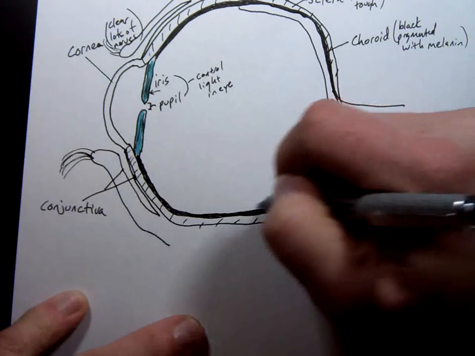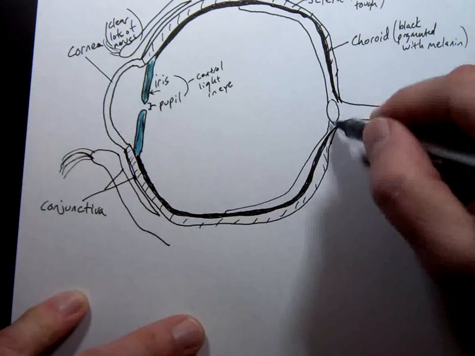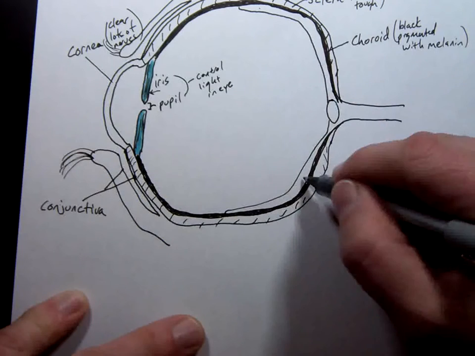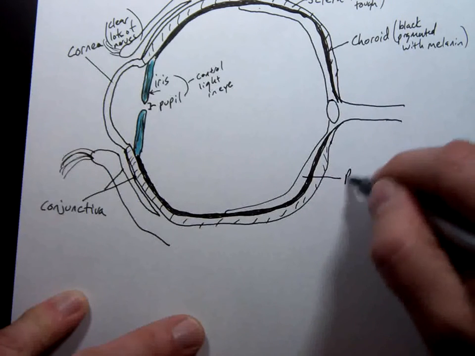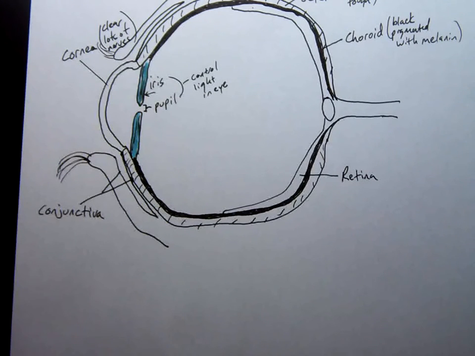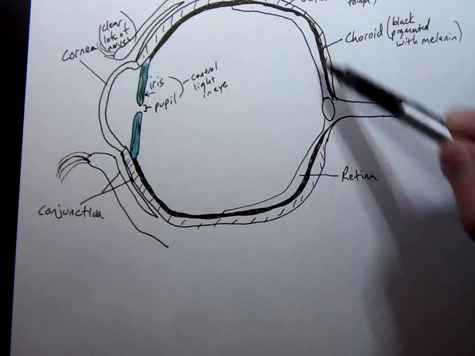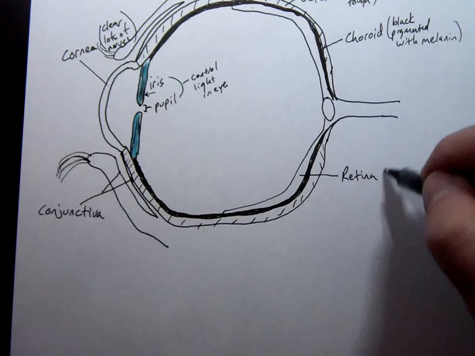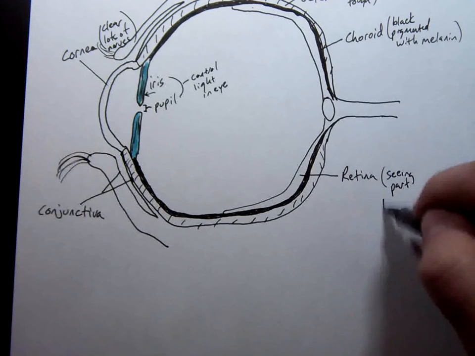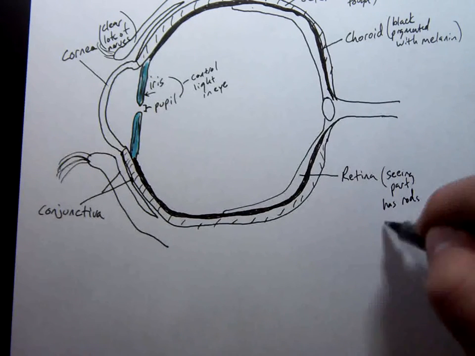It goes about halfway up here. This is the actual seeing part of the eye, this whole thing back here. This is your what? Retina. All the other stuff in the eye is fancy machinery to help focus the right amount of light and the right focal points and protect the eye and everything else, to make sure that this layer of the eye can do what it does. Seeing part. Has rods and what? Cones.